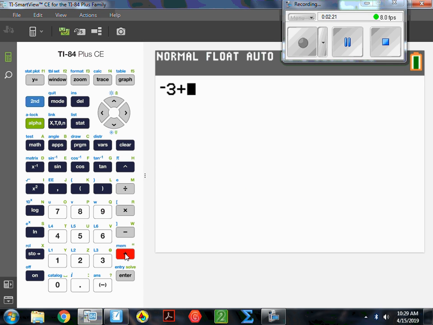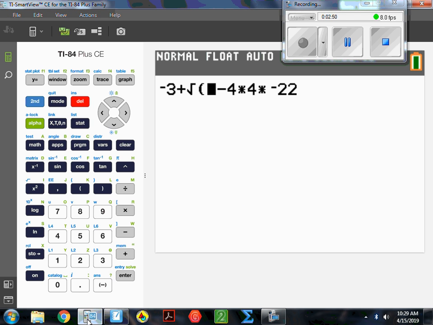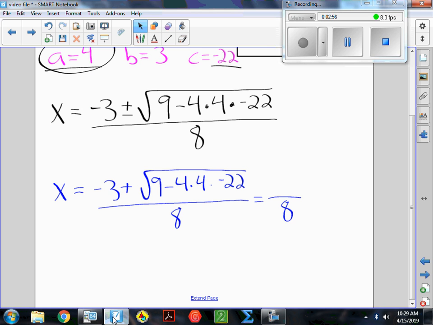So negative 3 plus the square root of b squared, which is 9, minus 4 times a times c. And it looks like for b squared, I hit the button too many times. So negative 3 plus the square root of b squared minus 4 times the a value times the c value. Okay, that's all underneath my square root. That's what the parentheses at the beginning is showing. I don't need to close the parentheses. I can just hit enter. So that's 16. So 16 over 8. Don't need my calculator for that, that's just 2. So that's one of my solutions.